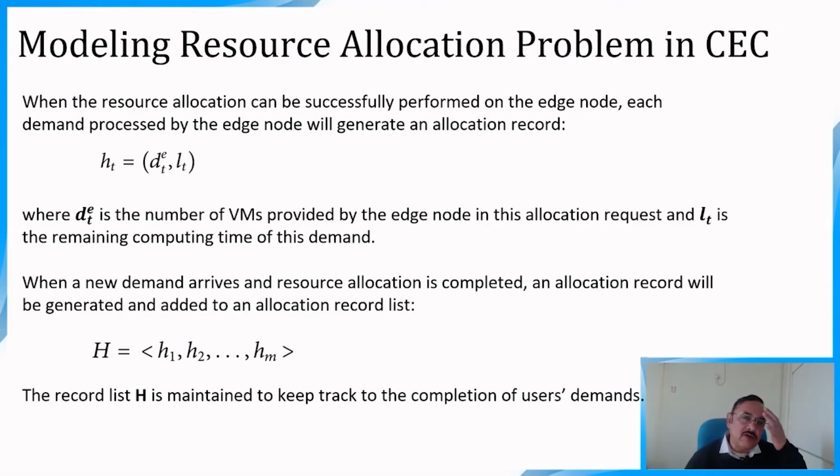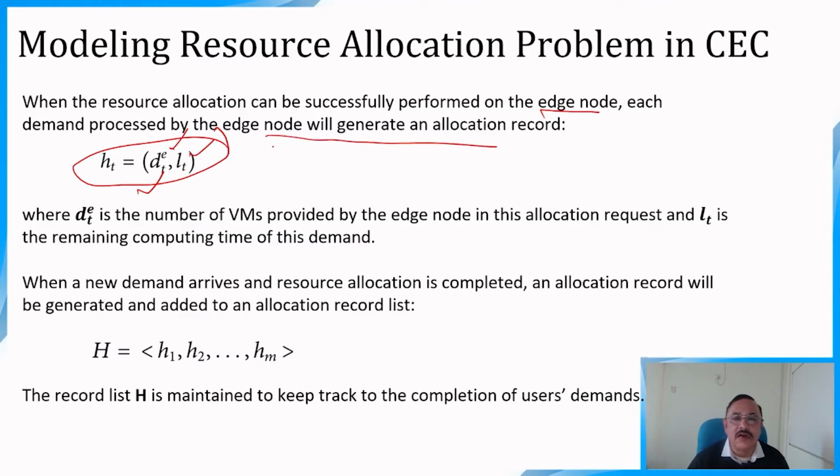So, when the resource allocation can be successfully performed on the edge nodes, each demand processed by the edge node will generate an allocation record like this. Here, in the previous figure we have seen the virtual machines allocated at the edge and the duration for that, and each demand by the edge node will generate an allocation record H_t. So, d_t^E is the number of virtual machines provided by the edge nodes in this allocation, and L_t is the remaining computation time of this particular demand.